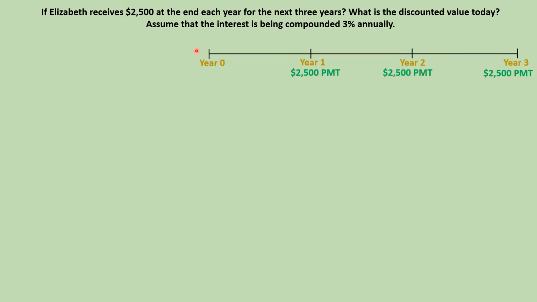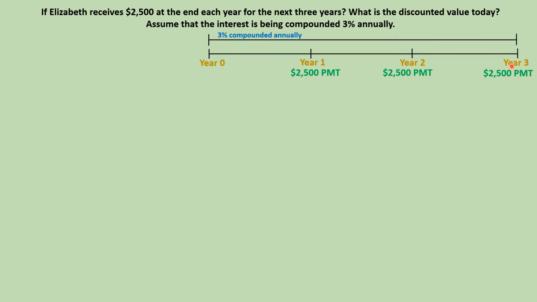When we draw out a timeline, we see that the money Elizabeth is going to receive comes at the end of each year, and it's for the next 3 years. So that's why it's 2,500 at the end of year 1, similarly 2,500 again, and then 2,500 at the last in year 3. Now the interest rate the money is going to be compounded at is 3% compounded annually, for the whole 3 years.